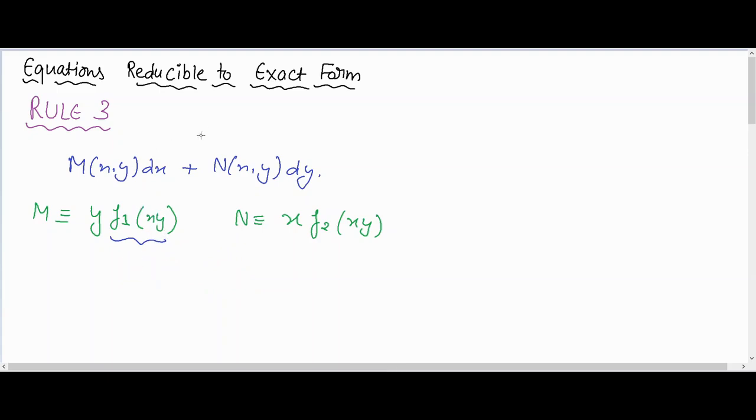Otherwise it is simple. You can see that M should be of this form, some function f1 of xy times y, and N should be of the form of some other function f2 times x. These f1 and f2 can be different, of course.